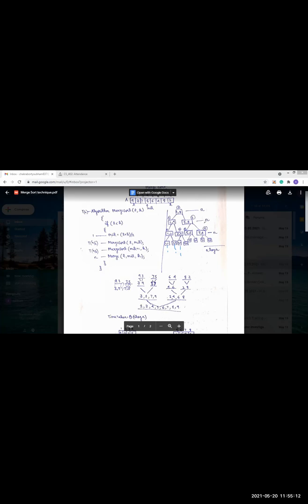That means in this step also, how many elements will be present? 8 elements will be present. So here we already have 4 elements present here and 4 elements present here. Then again we merge. Then how many elements will be present here? 8 elements will be present here.